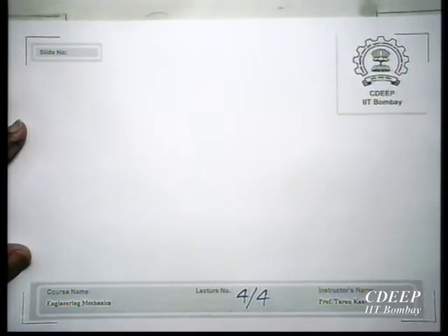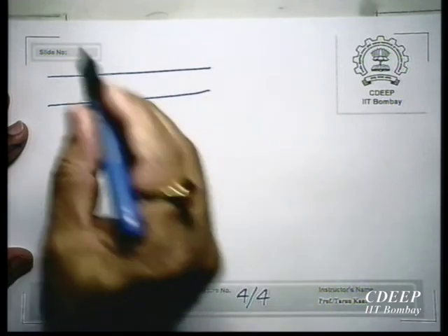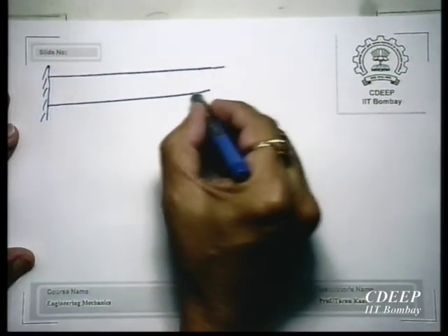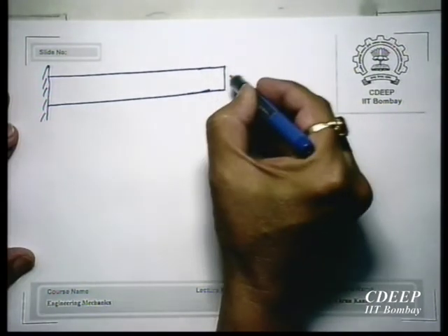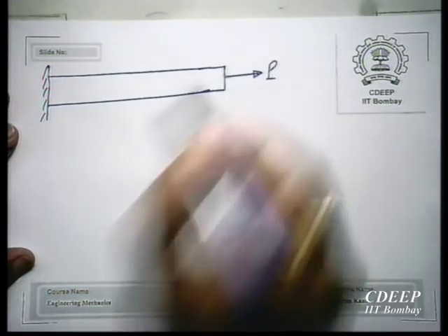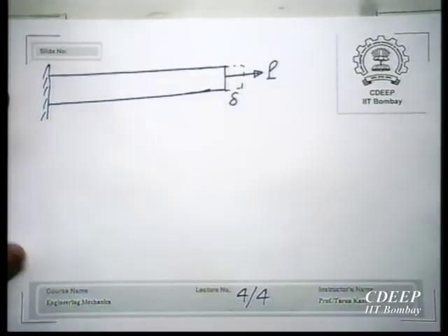Then take the same rod, and it is subjected to a load P at x equal to L, and we are interested in finding out this delta. How to do it? Let us try to study this.